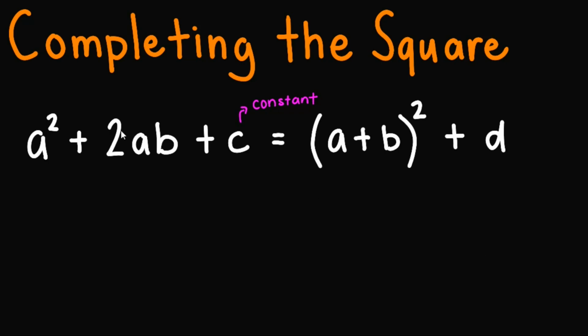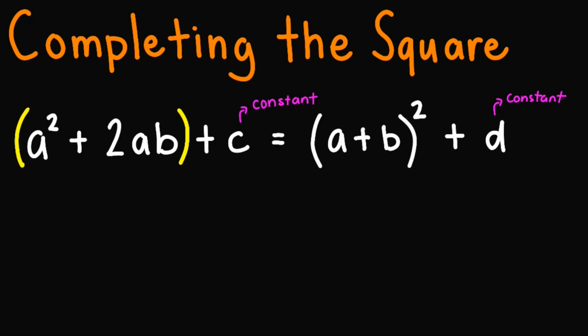Well, we'll focus on these two terms, the terms involving the variable of the squared term. In this case, the squared term is a squared, so we focus on this as well as this since it contains a. So we group these together. Take note that d out here is also a constant, so we group this one.